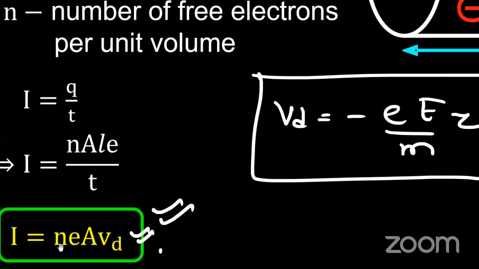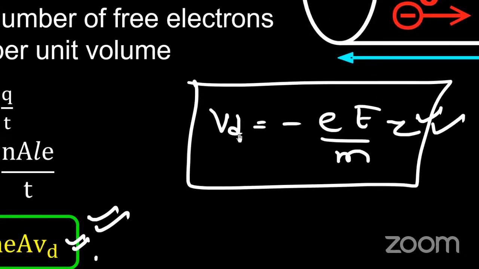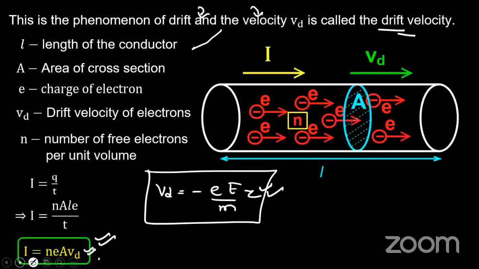This is n, the number of electrons per unit volume. This is e, the electronic charge, 1.6 times 10 minus 19 coulomb. This is A, the area of cross section of the conductor. And this quantity is the drift speed, which is given by this formula. जो formula दिखा रहे हैं screen पे, this is given by this formula. ठीक है? I hope the things are clear to you.